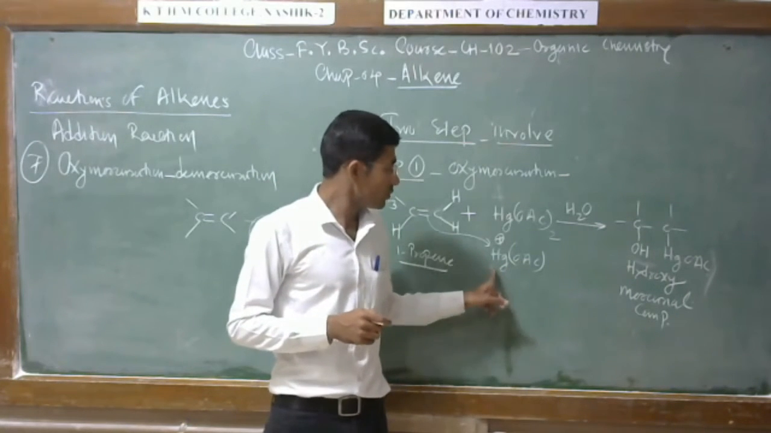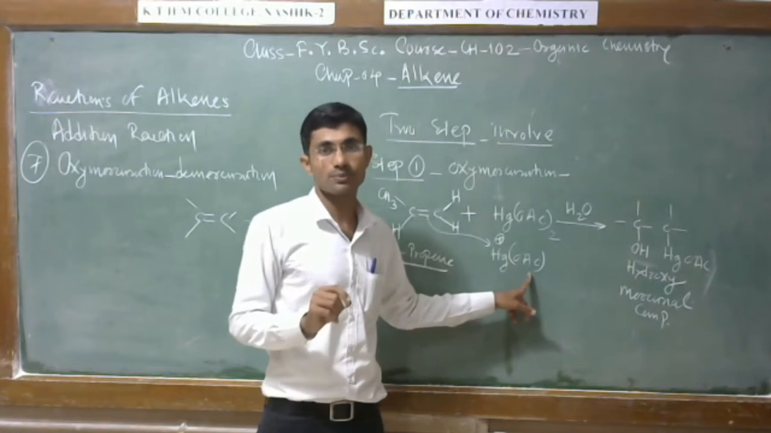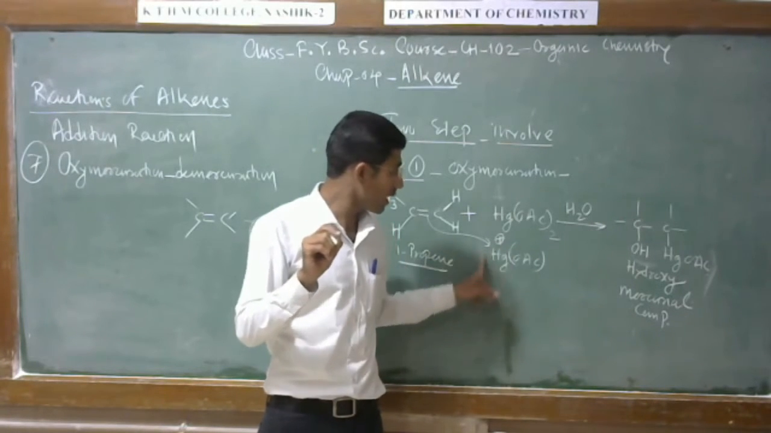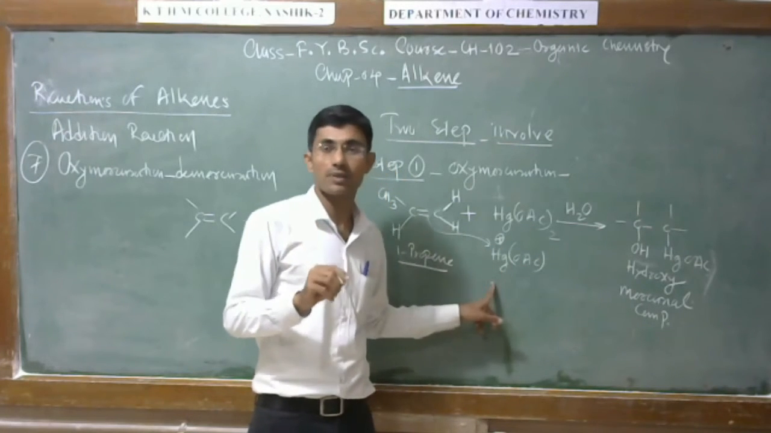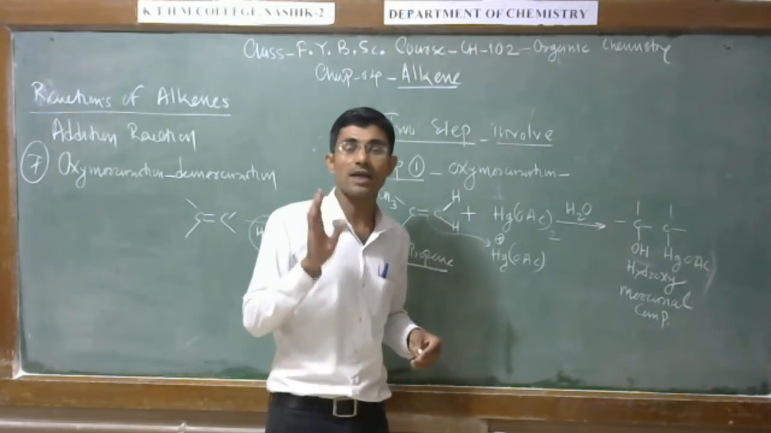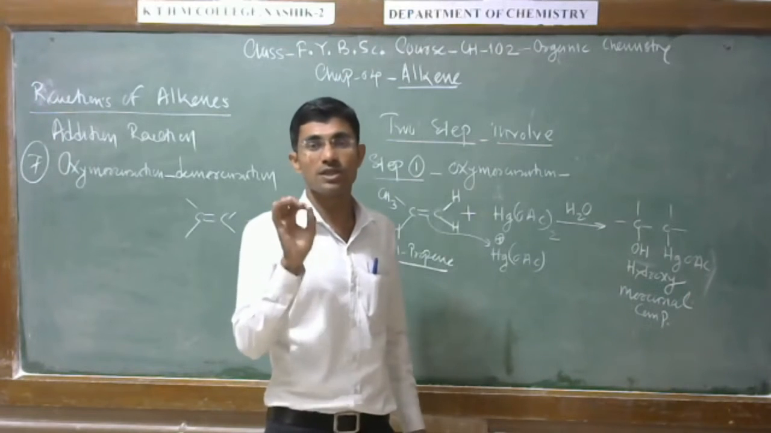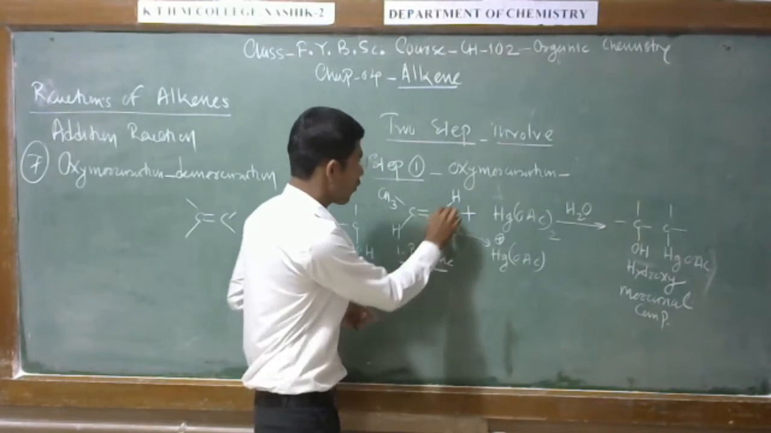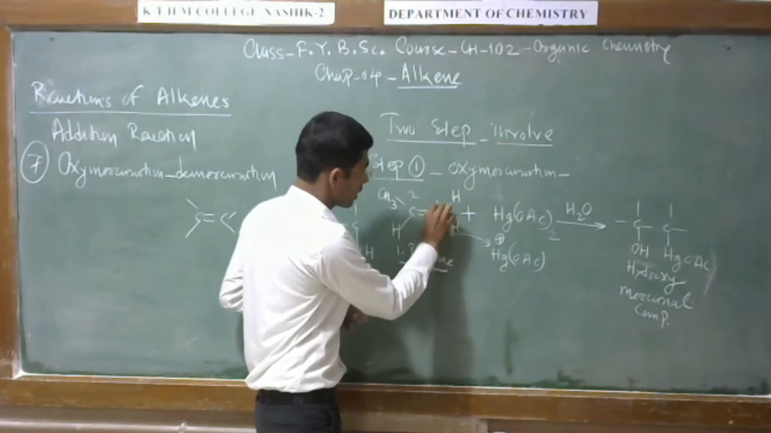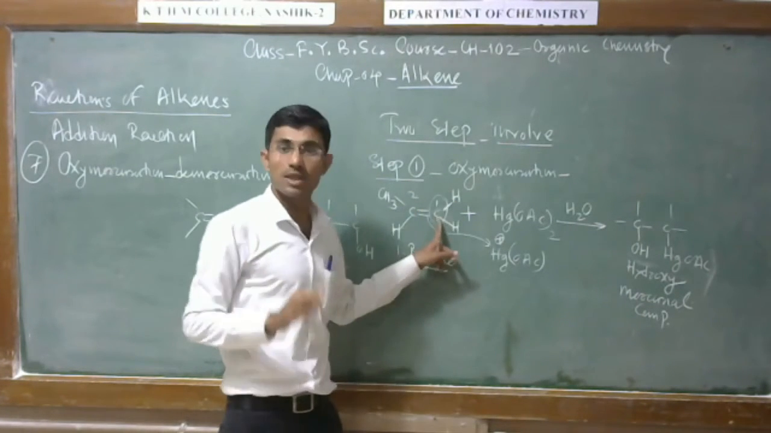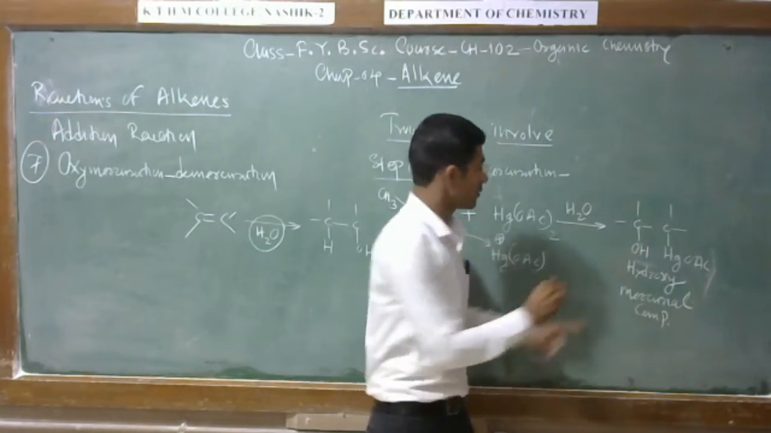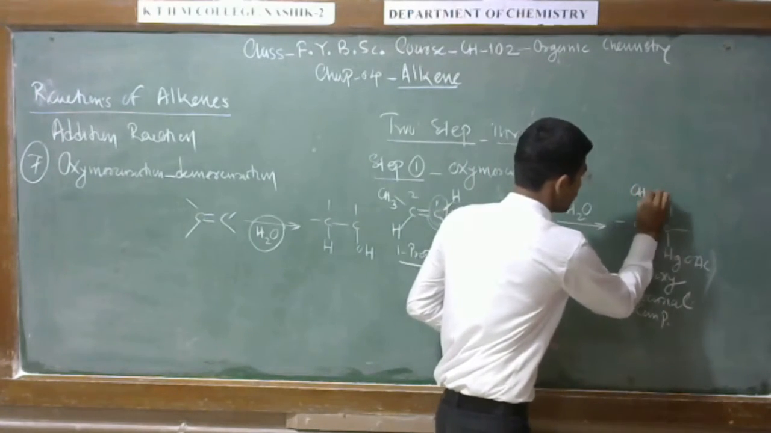So during this addition, remember that the mercurial ion gets attached to the carbon which is the less substituted carbon. So out of these two carbons, carbon number one is the less substituted carbon. So obviously we can write this group here.